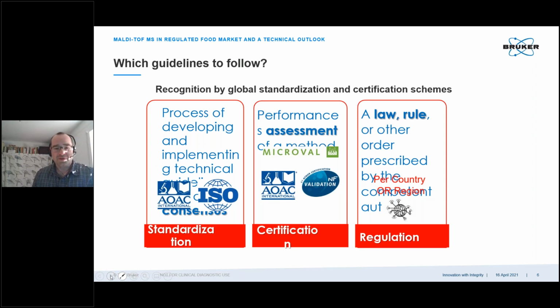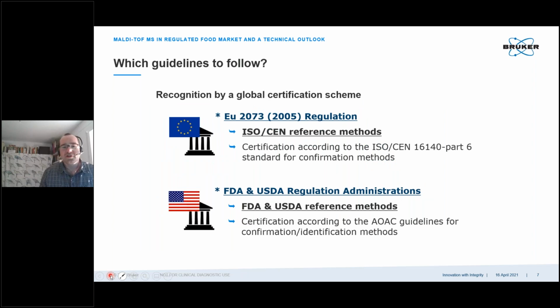Sorry, this figure collapsed a little bit, but what I want to make clear is still visible. The question was, which guidelines to follow? There are some standardization organizations like AOAC or ISO. There are certification bodies as well, AOAC, MicroVal, AFNOR. And of course, there are states which issue laws and rules for regulation. In addition, the guidelines to follow should cover at least the European and the US region.